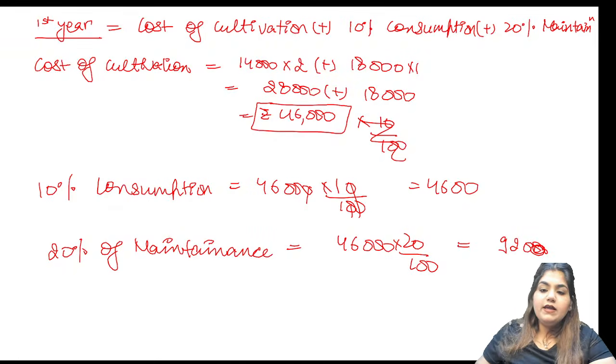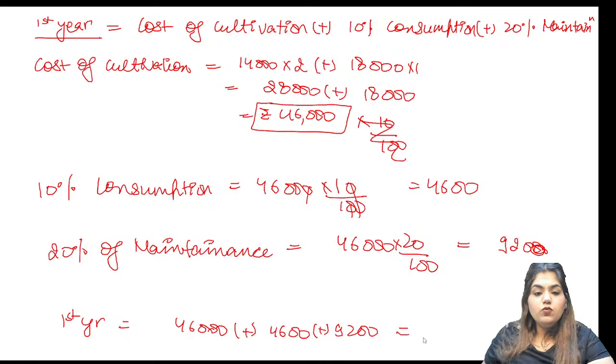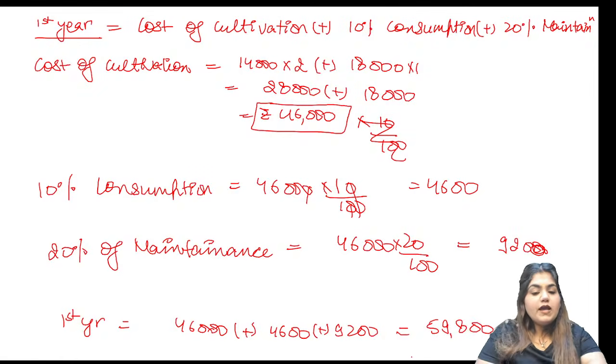अब इनको हम ऐड करेंगे तो it will be first year. It will be 46,000 plus 4,600 plus 9,200. Any doubt till now? This will be equal to 59,800. I hope the calculations that I have done are correct.